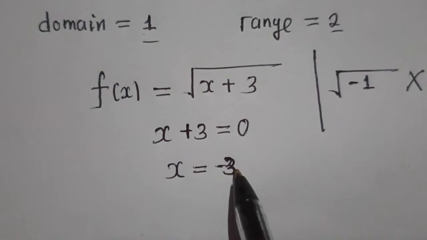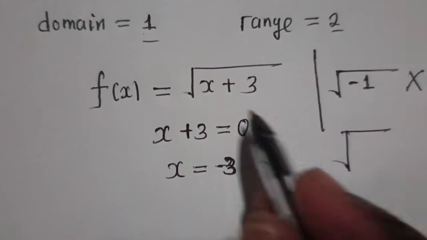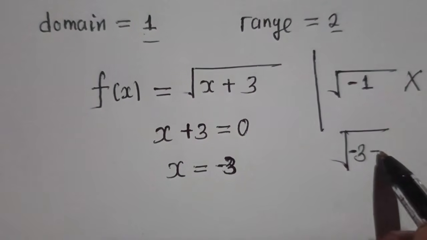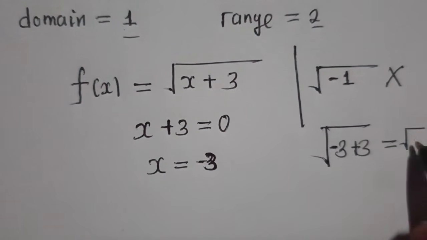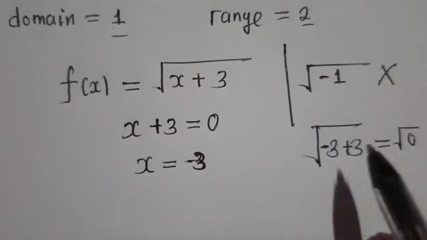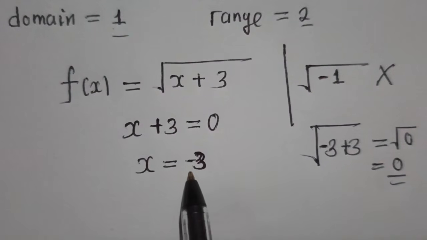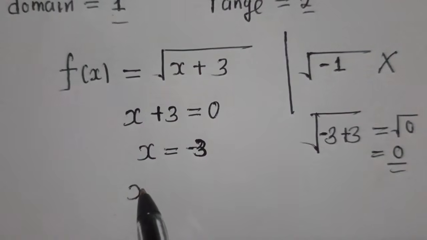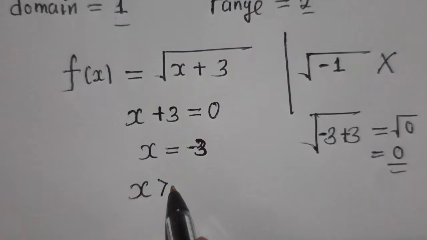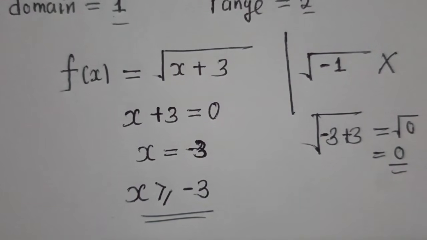So when you look at this -3, if we put it here where x is, this is what we're going to get. And when we simplify further, it will give us the square root of 0, which is just 0. So this one holds. Now, how are we supposed to show that this -3 should be included? Here, we're going to say x is greater than or equal to -3. So this is our solution.